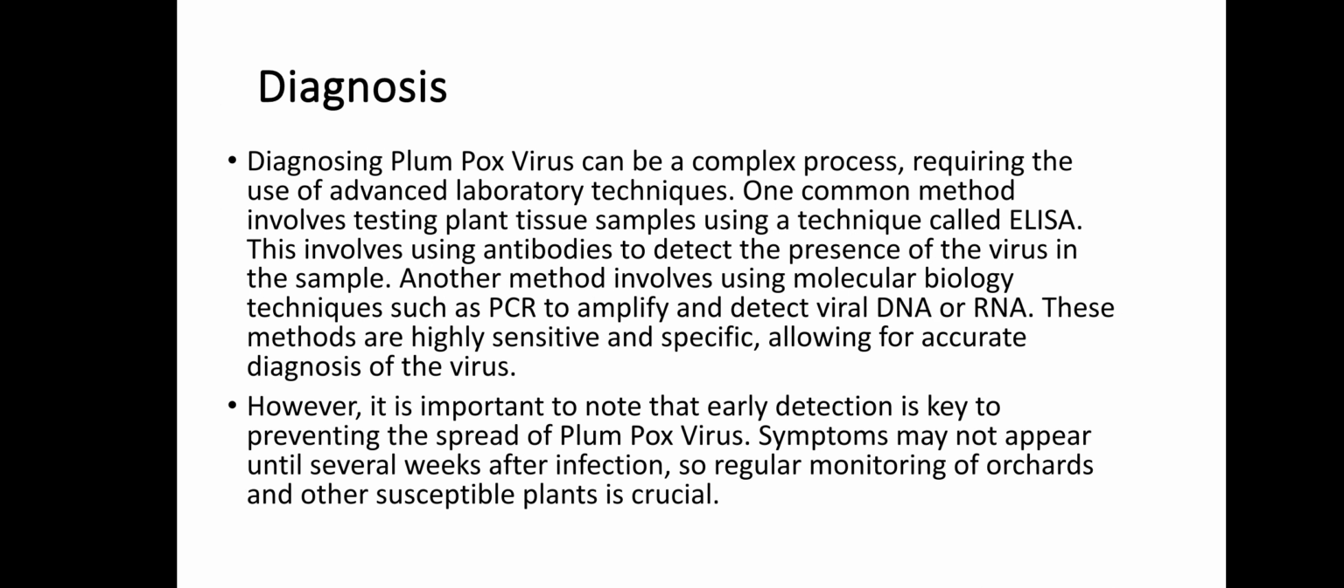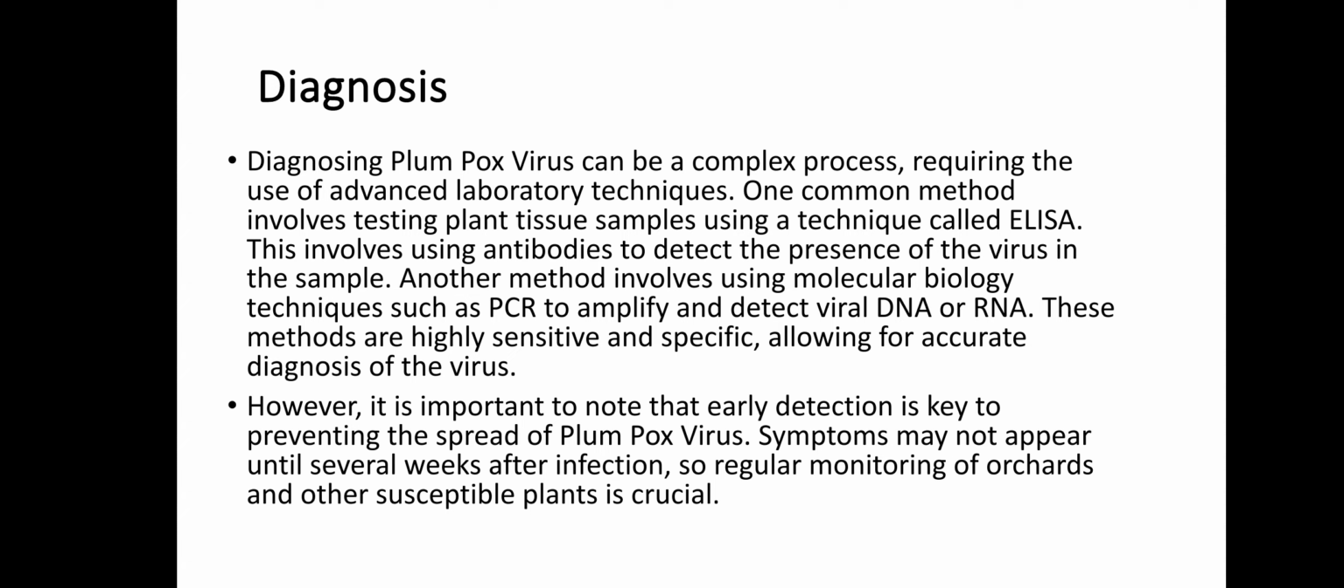Diagnosis: Diagnosing plum pox virus can be a complex process requiring the use of advanced laboratory techniques. One common method involves testing plant tissue samples using a technique called ELISA. This involves using antibodies to detect the presence of the antigen in the sample, and other methods involve using molecular biology techniques such as PCR to amplify and detect the viral DNA or RNA. These methods are highly sensitive and specific, allowing for accurate diagnosis of the virus.